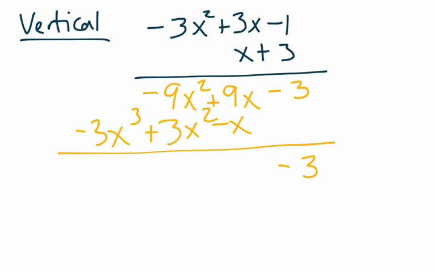So you bring down the negative 3. 9x plus negative x would give you 8x. Negative 9x squared plus 3x squared is negative 6x squared. And that was a positive 8x. And then there's nothing to add the negative 3x cubed to.